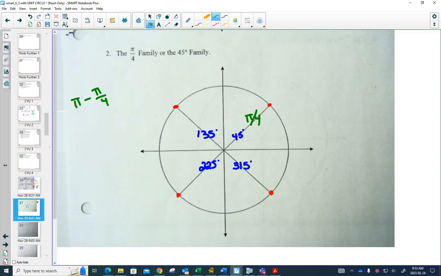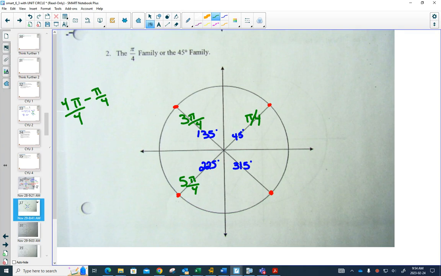So you would do pi minus pi over 4, but then you have to remember, how do I subtract fractions? I need a common denominator, so I change pi to 4 pi over 4. 4 pi over 4 minus 1 pi over 4 will give me 3 pi over 4 for that angle. Same thing in quadrant 3. You would do pi plus pi over 4, or 4 pi over 4 plus pi over 4, and you get 5 pi over 4.